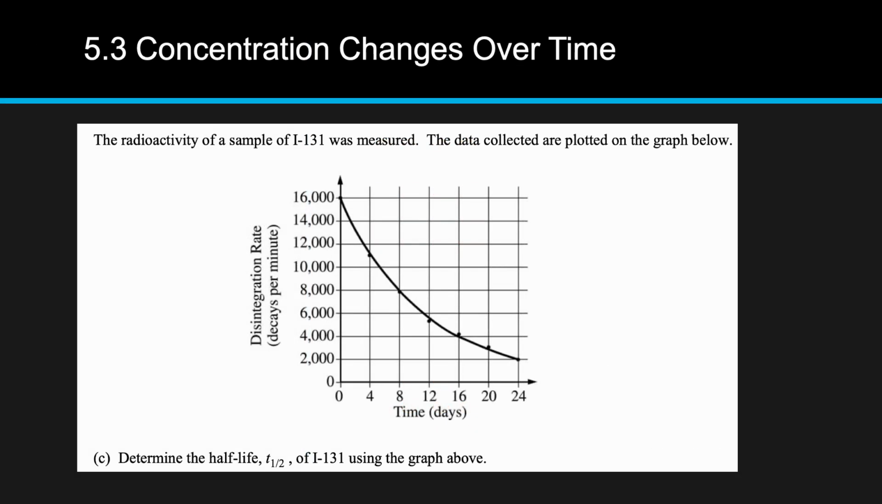All right, so let's do an example FRQ on half-life. This one says the radioactivity of a sample of I-131 was measured. The data is plotted on the graph below. Determine the half-life of I-131 using the graph. So here on the graph, we can see that we're starting at 16,000 decays per minute. So if we want to know how long it takes for the half-life, then we need to see how long it takes to reduce 16,000 by half, which would be 8,000. And the answer to that is 8 days.